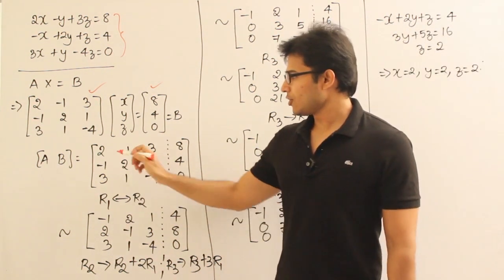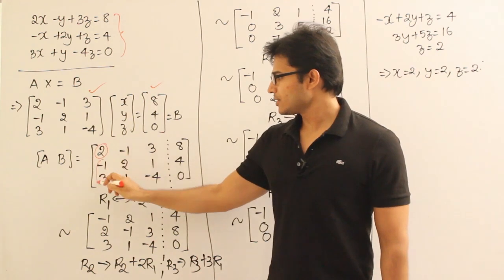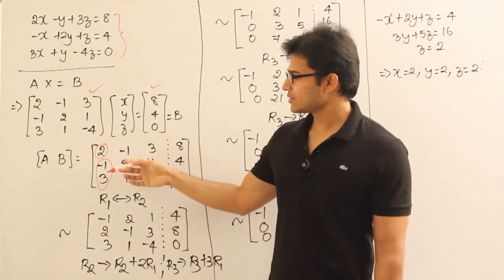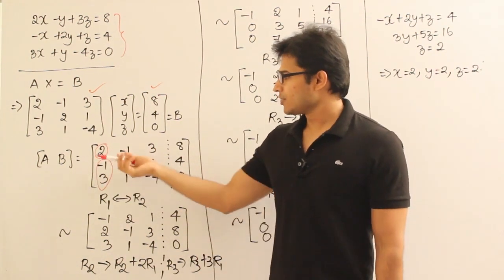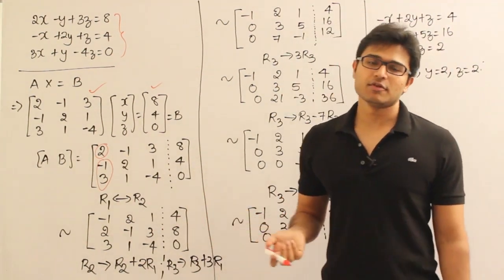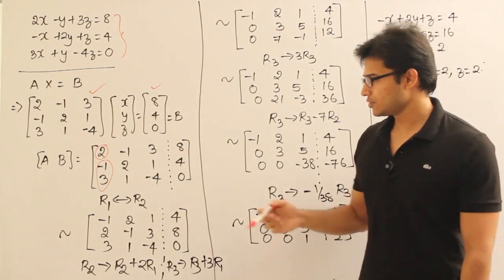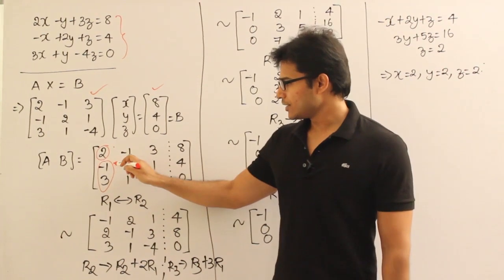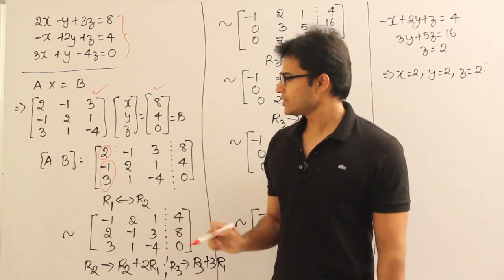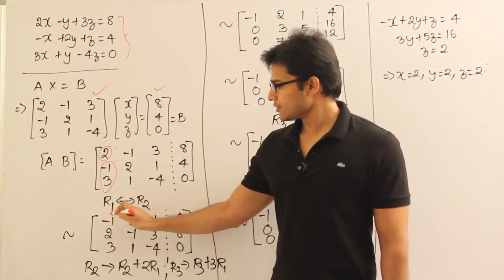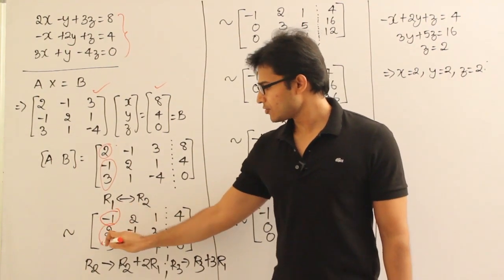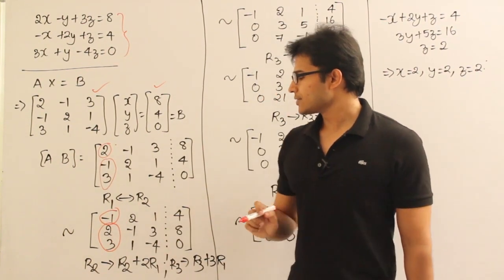So I want to use this element and then make these elements as 0, but then it is a bit complex because it is not equal to 1. If it is equal to 1, then it will be easy for me. So just to make this element as 1, I am interchanging first row and second row. So I got this.